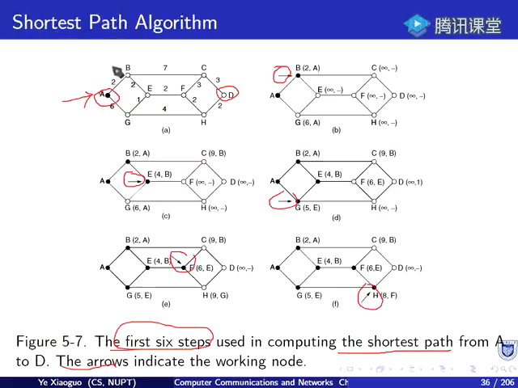B here is the destination. So the tree is rooted at the destination. This is a route, right? This is a source. So source to the destination, right?